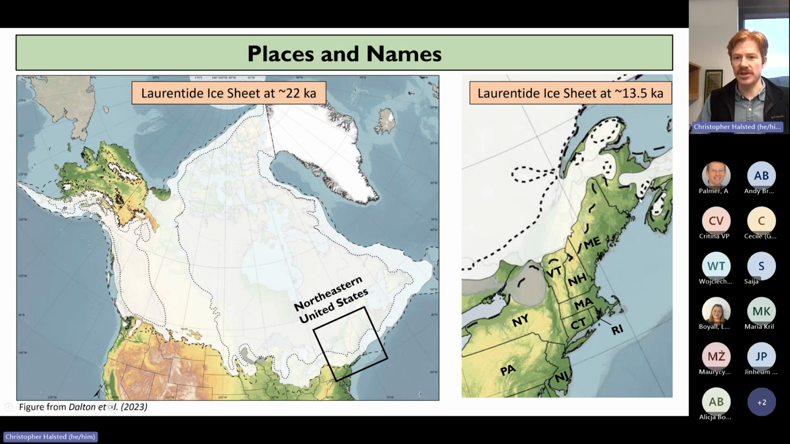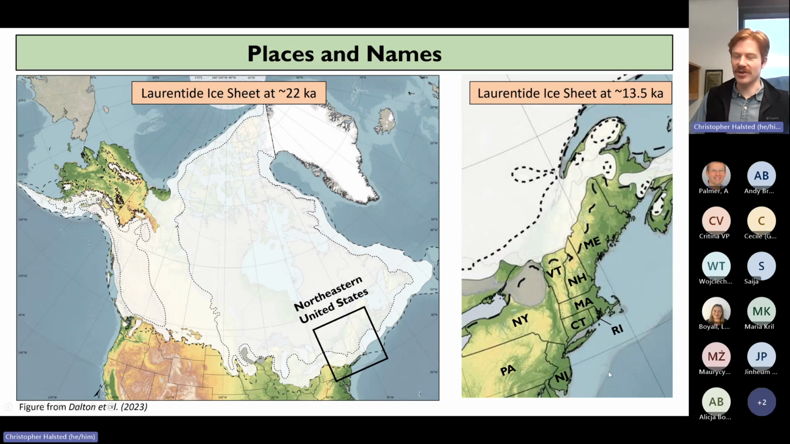This is showing the ice sheet after it had pretty much fully retreated from this area around 13,500 years ago. And I just want to orient you with the place names here. These are some of the smaller states in the United States. We've got Vermont, which is my former home, Massachusetts, where I currently live. I'm currently located right around this northwestern corner. New Hampshire, Maine. This is the state of New York, the state of New Jersey.